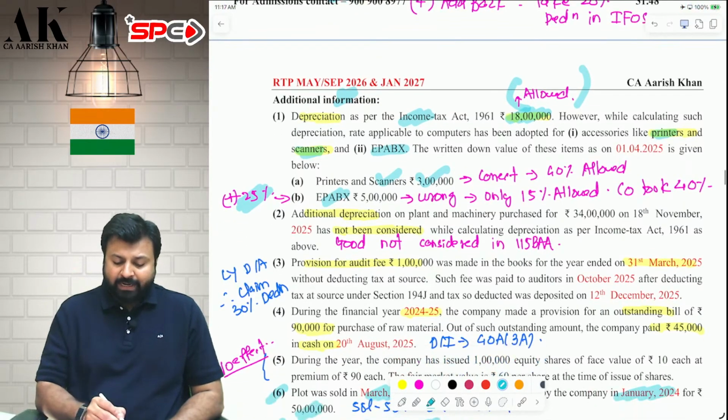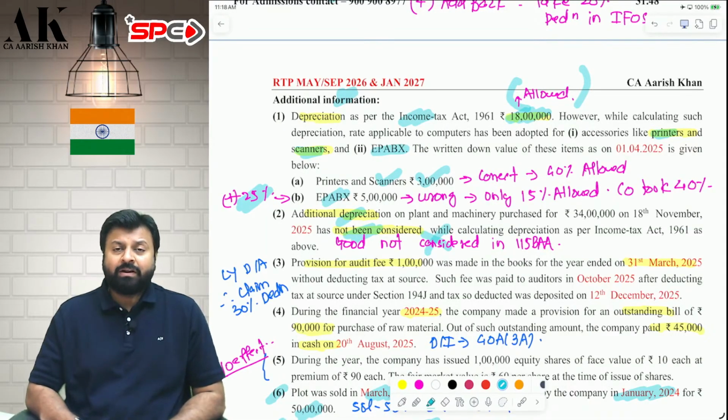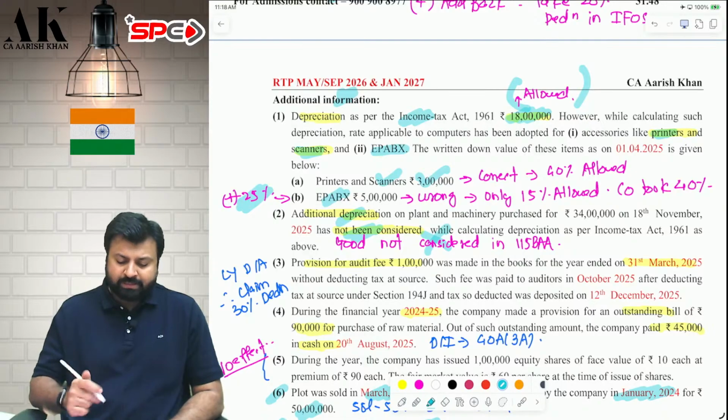Next one, additional depreciation you have not considered. Good enough, you have not considered additional depreciation because in 115BAA additional depreciation is not allowed. Therefore, it is better that you have not considered additional depreciation. I hope it is clear to all of you.